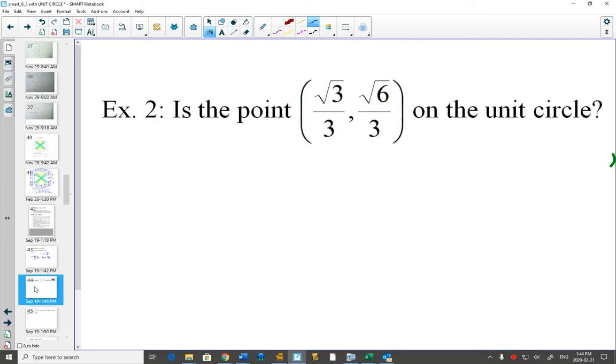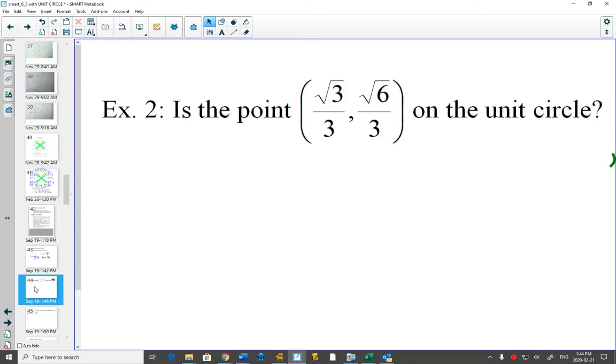Is the point root 3 over 3, root 6 over 3 on the unit circle? Now, the number one mistake that students make in this one is they look on the actual circle they've drawn, and that point never shows up. So they say, no, it's not on the unit circle.